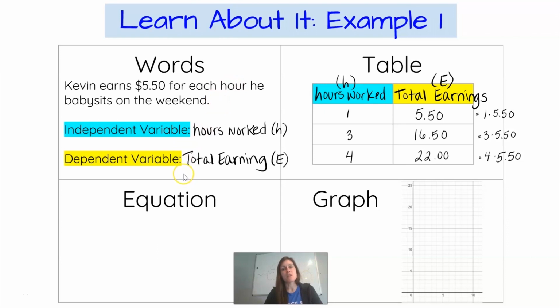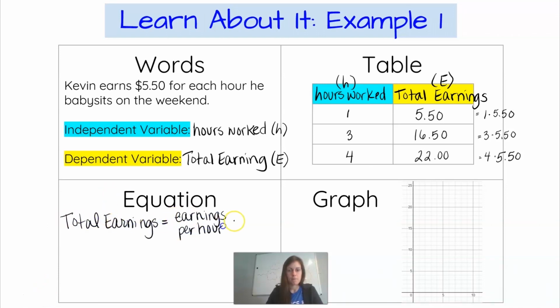The next representation that I'm going to use to model this real-world scenario is an equation. I'm going to begin by writing it in words, and then I'm going to identify the independent and dependent variables, and then I'm going to write it as an algebraic equation. So Kevin's total earnings are calculated by multiplying his earnings per hour times the number of hours. So we can see up in the table that I multiplied the earnings per hour, $5.50, times the number of hours that Kevin worked to get the total earnings.